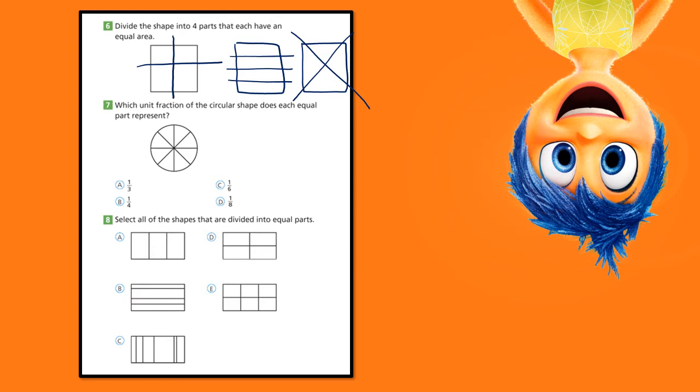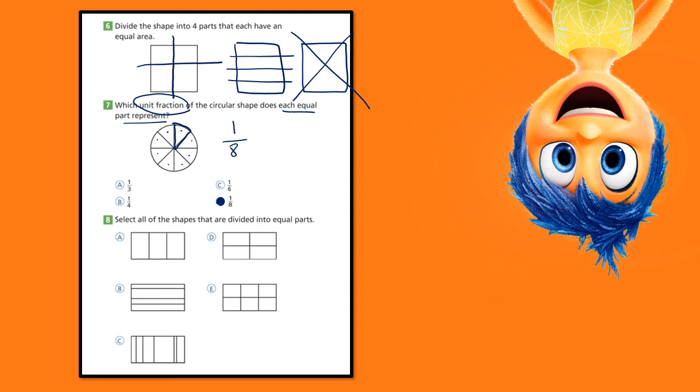Number 7, which unit fraction of the circular shape does each equal part represent? Well, we want to know what each equal part represents, and we're looking for a unit fraction. Let's see what my denominator would be. 1, 2, 3, 4, 5, 6, 7, 8. I have 8 total parts to make my whole shape, so I know that my denominator is going to be an 8. And if I'm talking about a unit fraction, I'm talking about 1 part. So 1 part is 1/8. So the correct answer would be D.